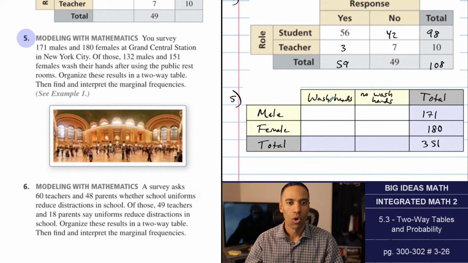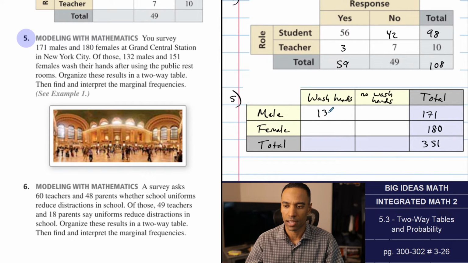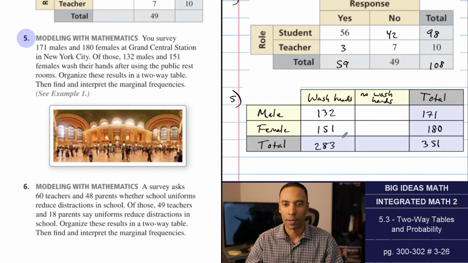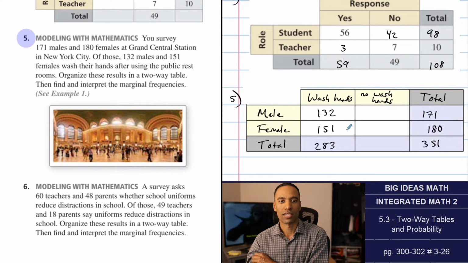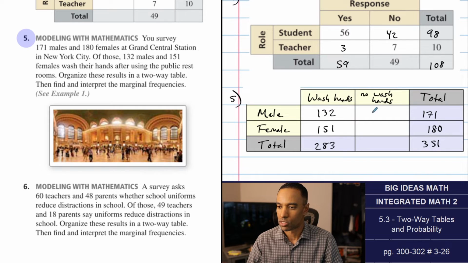Now they said that 132 males wash their hands, 151 females wash their hands. Now we can get that total here as well, which is 283. There it is. So organize these, find and interpret the marginal frequencies. Yeah, let's keep going. I said this number was 39. That's the subtraction of this minus this. And 180 minus 151 is 29. 39 plus 29 is 68.